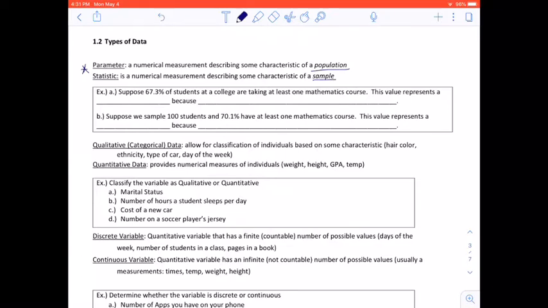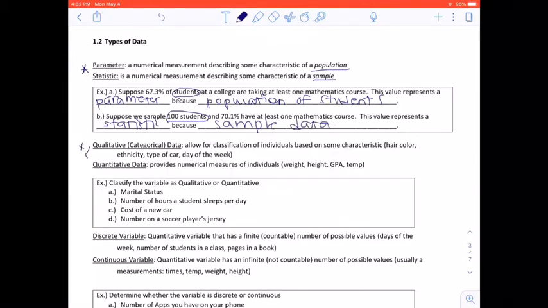So the first one here is talking about all the students. And the second one is talking about the 100 students, so it's a sample. So the first one that we're dealing with is a parameter. And this is because it's talking about the population. This is the population of students. And the second one is a statistic. And that is because this is a sample. So this is our sample data here.